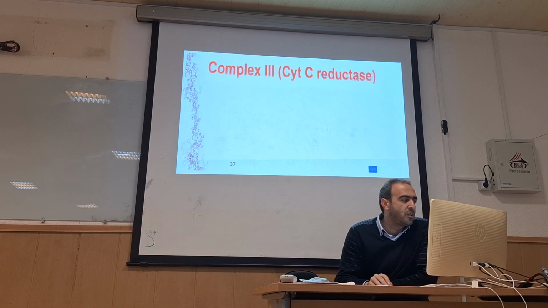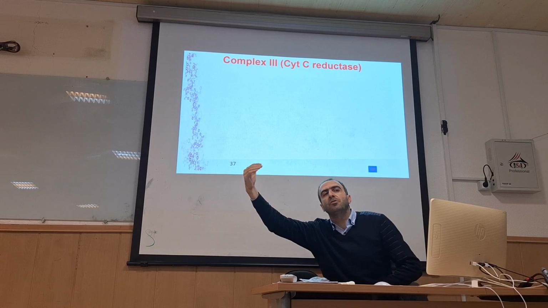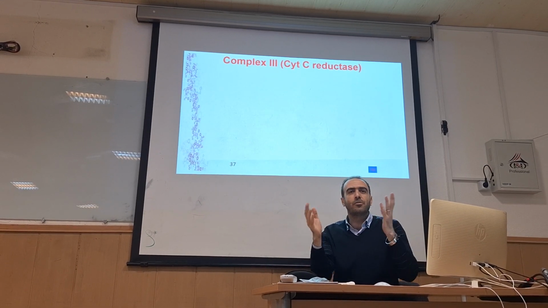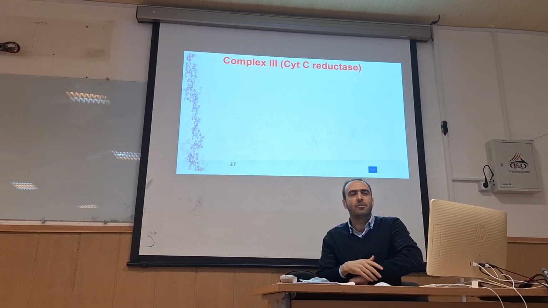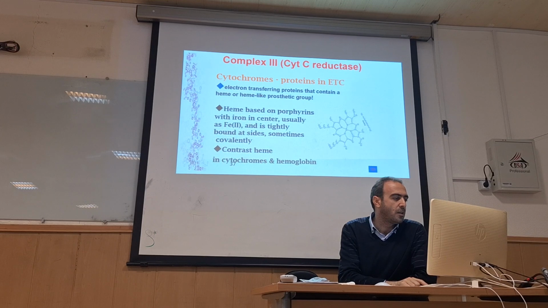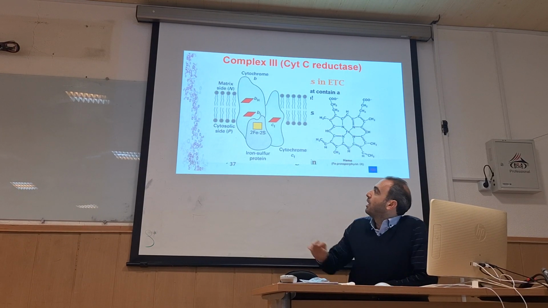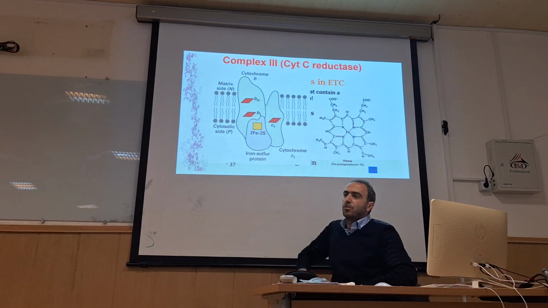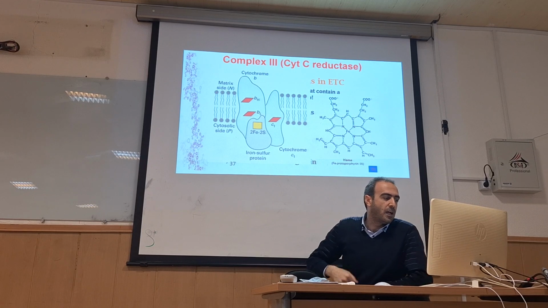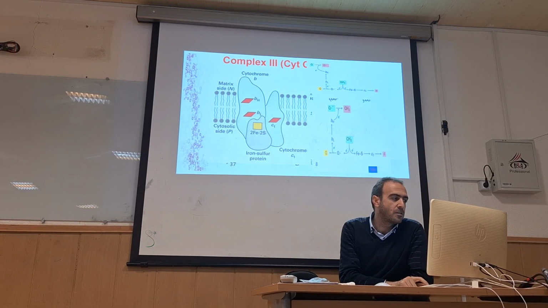Complex number 3, or another name, is cytochrome C reductase, because it reduces cytochrome C. We can call it cytochrome oxidase or reductase based on the reaction. It contains cytochrome BH, BL, FeS, and cytochrome C1. They are components of complex number 3, and they also transfer electrons to cytochrome C.